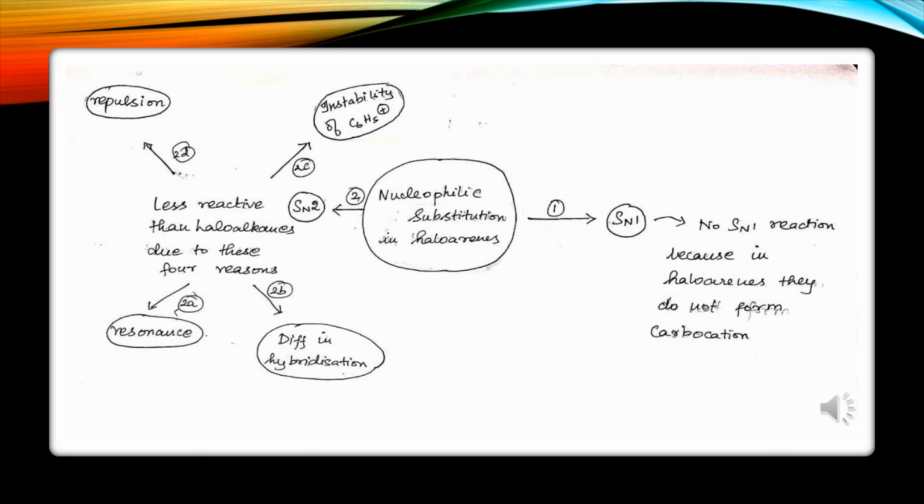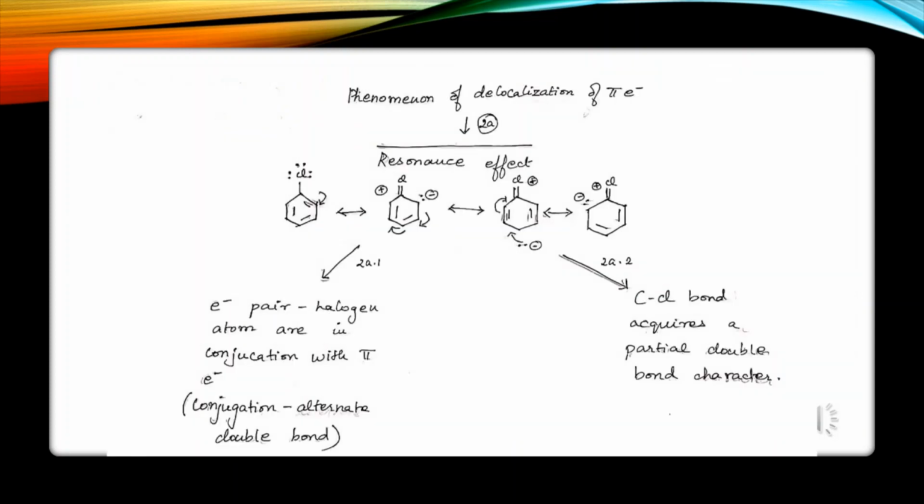In SN2 reaction, there are possibilities, but haloarenes are less reactive than haloalkanes due to these 4 reasons: resonance effect, difference in hybridization, instability of phenyl cation, and repulsion. In the previous slide, we saw the 4 reasons. So let's see the first reason here, resonance effect. What is resonance effect? It is the phenomenon of delocalization of pi electrons.